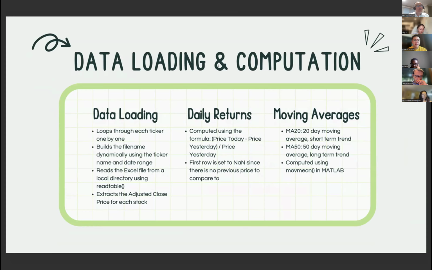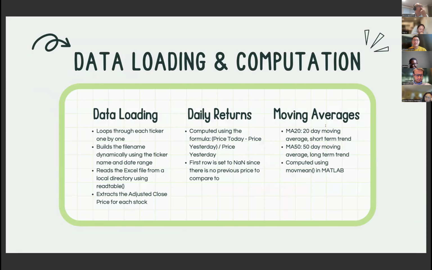Following this, there's some data loading and computation, with some things to take note of in what the model is really doing. For data loading, it loops through each ticker one by one and builds a file name dynamically using the ticker name and date range. From here, it reads the Excel files from the local directory using the read table function, and this results in the daily returns, which were computed using the formula shared a while ago.